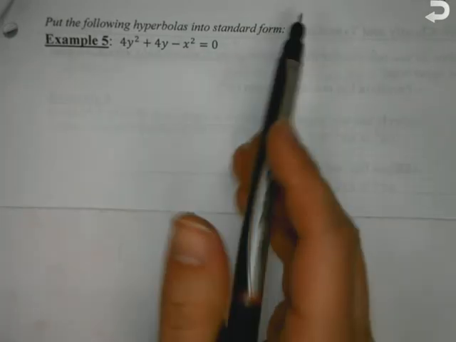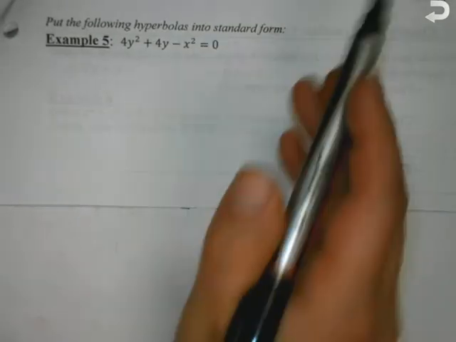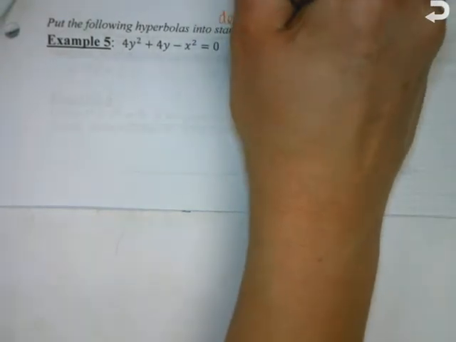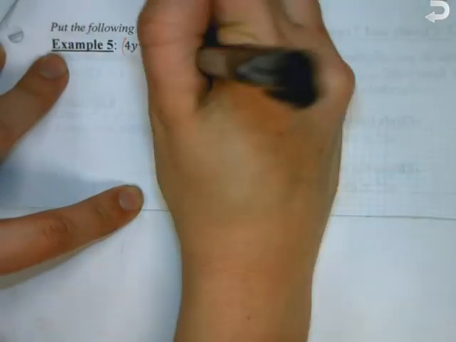Descriptive is the one that actually tells us the information we need to know. The good news is this is nothing new, so this is all stuff we know how to do. So we are going to group the y's. We're going to group the x's. Now the thing we have to remember is now we have negatives involved, so you need to make sure that you group the negative with the x squared. That x squared is negative in this case.